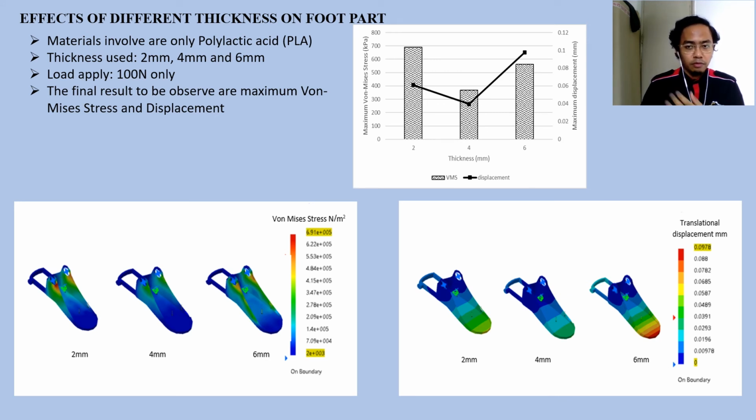With the value of the bending stress and the value of displacements, it can be seen here that the thickness plays an important role in whether the stress is high or not, and whether the displacement is high or not. So to sum up, it is safe to use 4 mm for the foot part, which has the lowest bending stress and the lowest displacement.